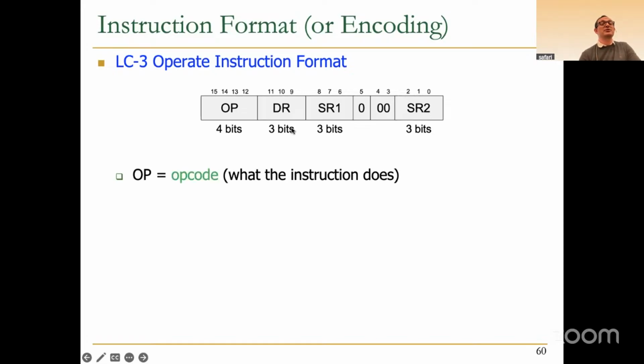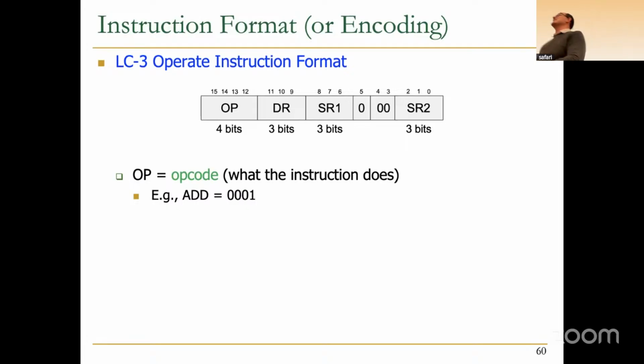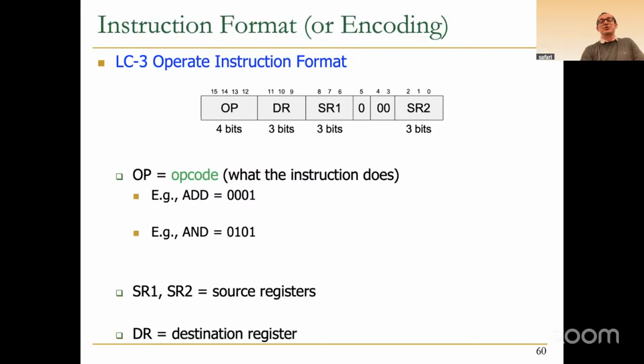So op is opcode, what the instruction does or should do. For example, the add opcode happens to be 0001 because whoever designed the LC3 ISA said that should be so. And the AND opcode is actually 0101. Okay. SR1 and SR2 are source registers, DR is the destination register. So the semantics of add is DR gets the value of SR1 plus SR2. Basically, the data value in SR1 gets added to the data value in SR2. The result gets stored into the destination register, DR.